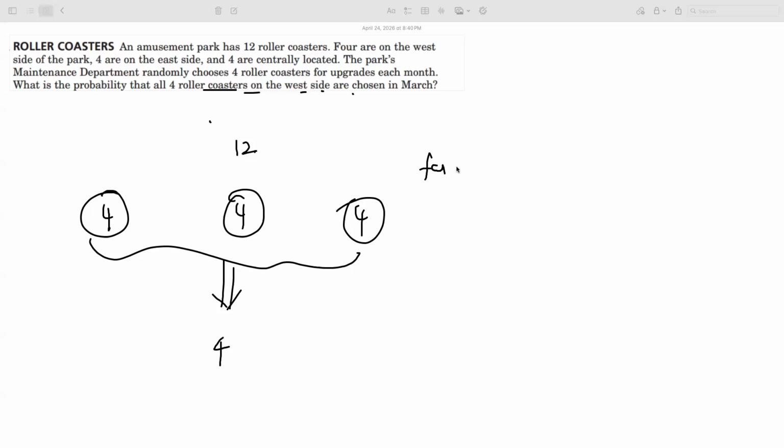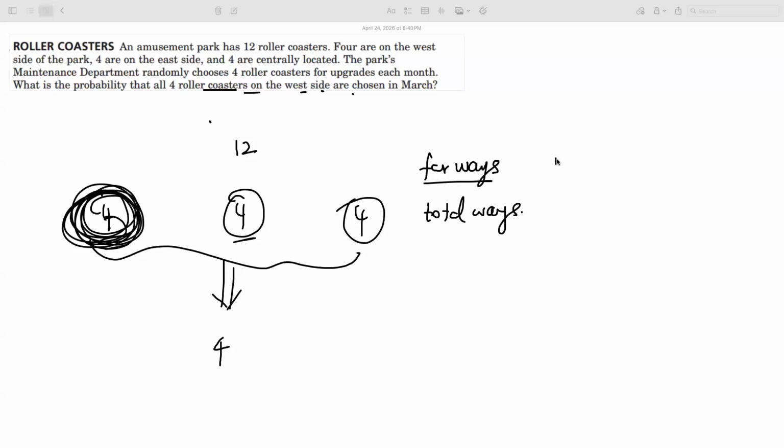Probability means favorable ways divided by total number of ways. Now, 12 roller coasters. How can I pull? I can pull one from here, one from here, one from here, or 2 from here, one. It can be anything. It's so confusing actually, right? But the favorable way is pulling these 4. Pulling these 4 means there's only one way out of so many existing. What is the total number of ways?